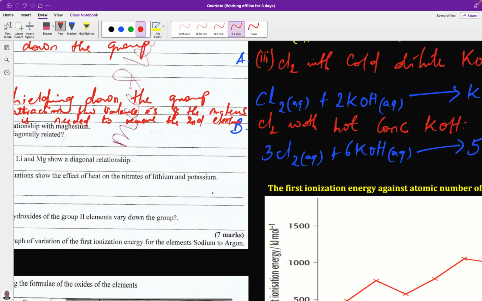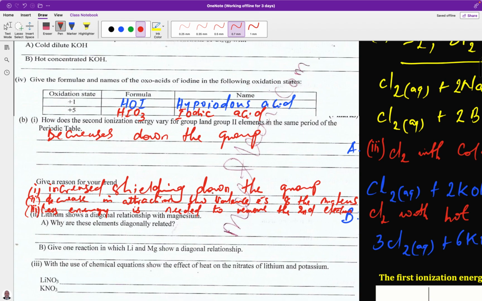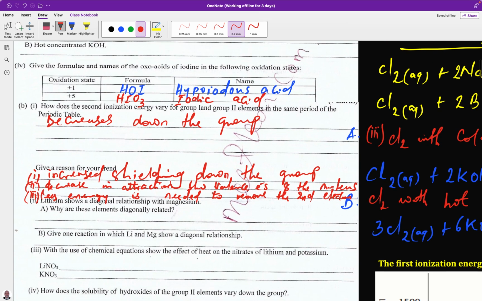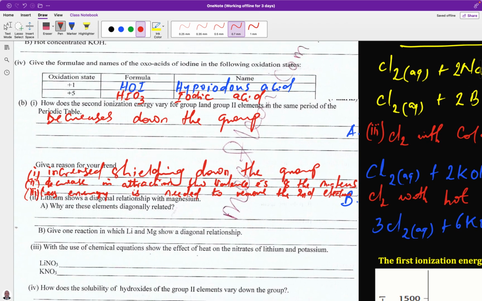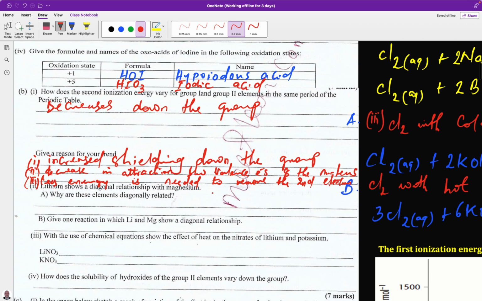Now, I went further again. The last one was to give the formula for the oxo acid of iodine in the following oxidation states. I said it is HOI and the name is hypoiodous acid. For plus 5, I said it is HIO3 and the name is iodic acid.